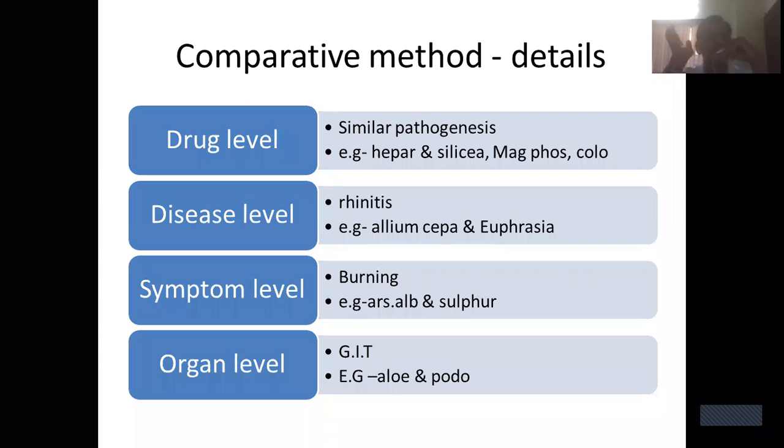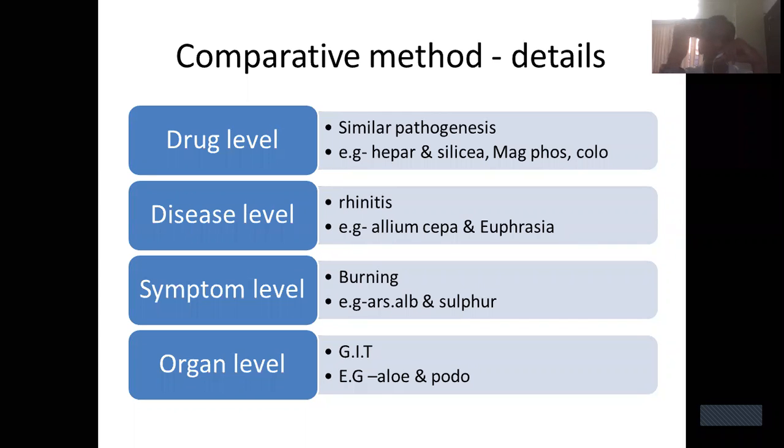So remember, I am again repeating the similarity and dissimilarity. The similarity is that both these drugs, Aloe and Podophyllum, act on the GIT. The difference is that Aloe will have sticky diarrhea containing mucus, and Podophyllum will have a diarrhea which is watery in nature.